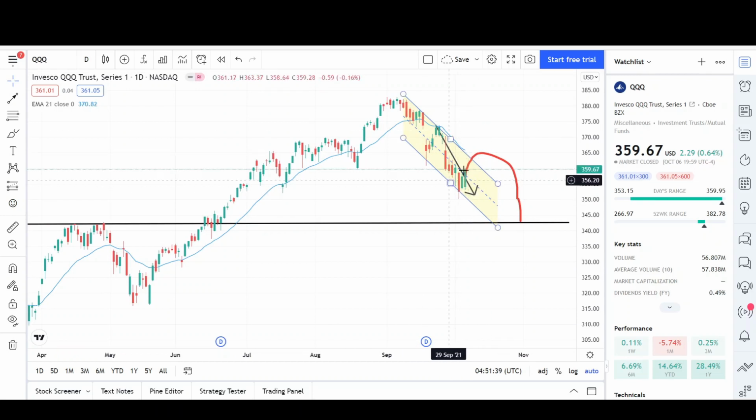This could be a continuation to the upside, but I don't see that happening. There's a higher probability in my mind that we will probably just pull back short term and then continue lower until we hit this target.